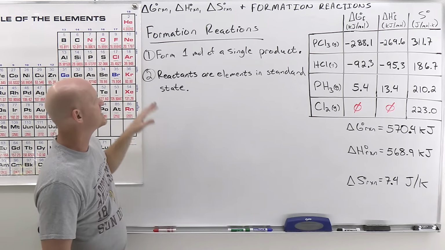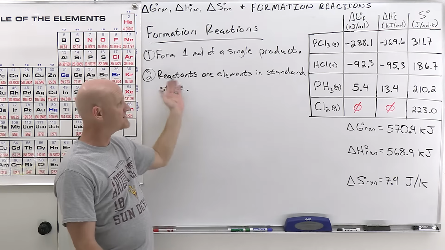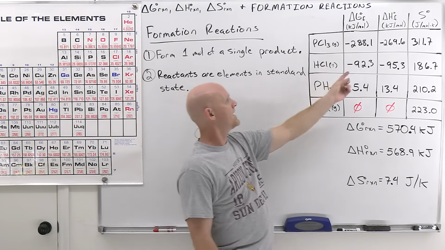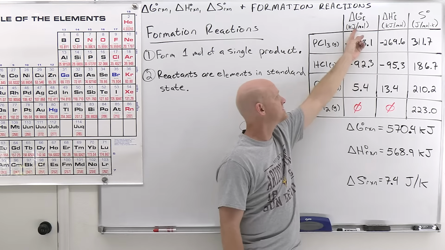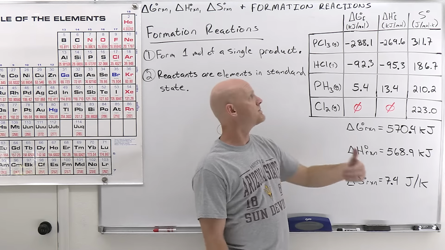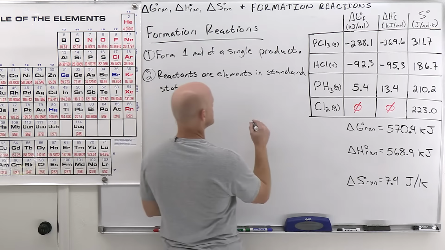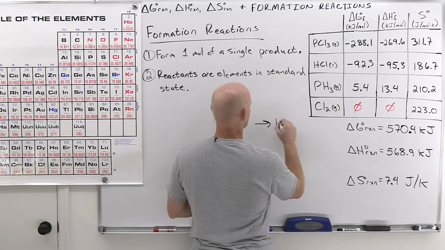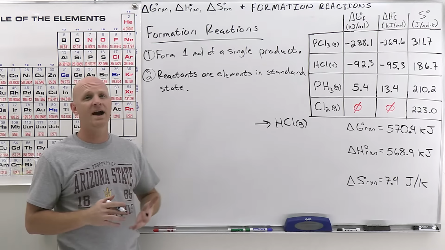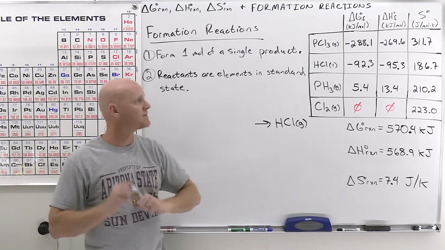So it turns out a formation reaction forms 1 mole of a single product, and the reactants are all elements in their standard state. So like, if we take a look at, say, HCl, when we had the formation reaction for delta G of formation, delta H of formation for HCl, what it means is that we had the delta G for a formation reaction or delta H for the formation reaction of HCl. Well, if it's the formation reaction of HCl, then we're going to form exactly 1 mole of HCl. And that HCl could be solid, liquid, gas, whichever one we want to talk about. The table is talking about HCl gas, so we're going to form 1 mole of HCl gas.